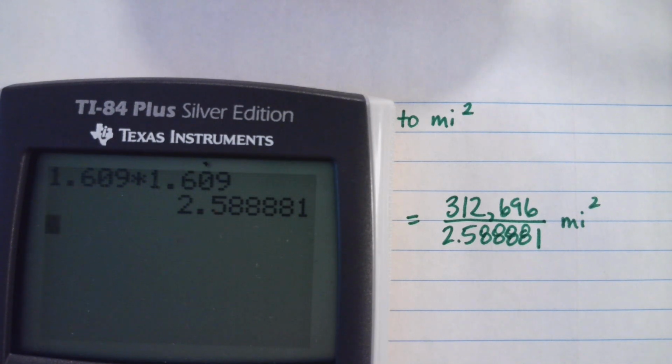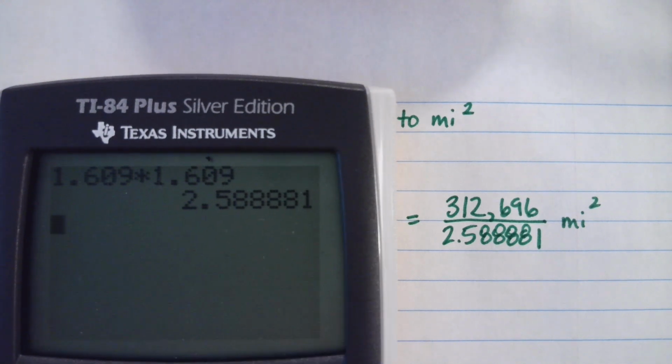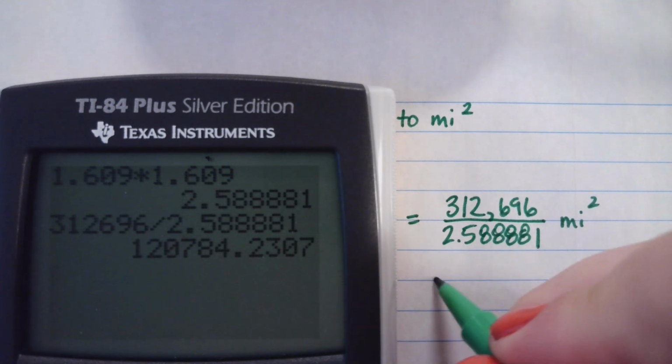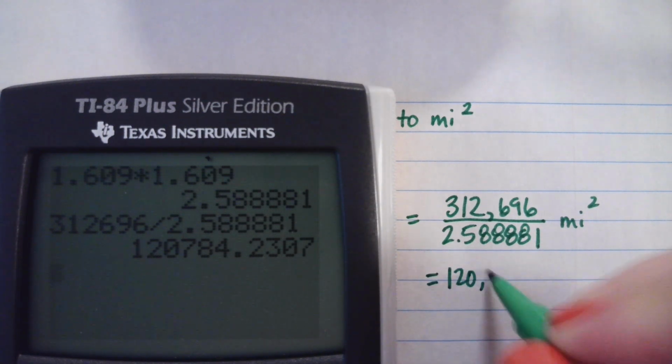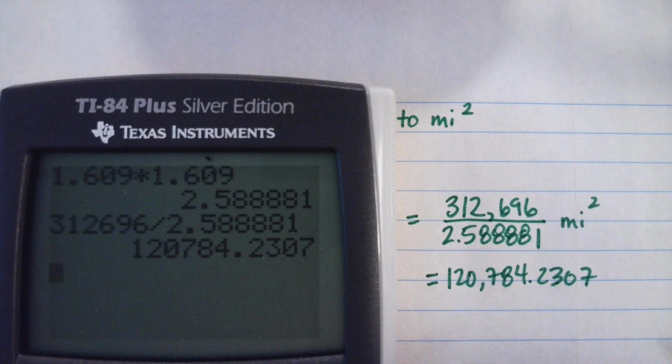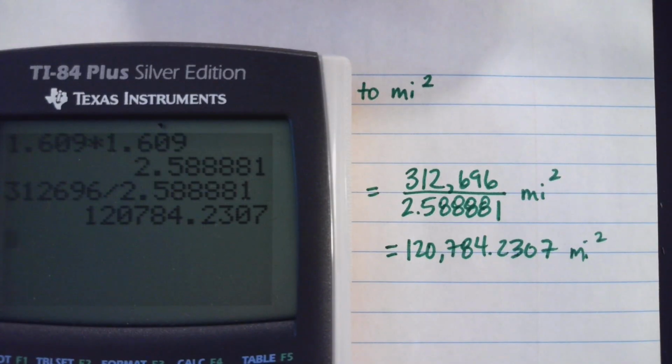So the last thing I'm going to do is just divide these two numbers to get my final answer. 312,696 divided by 2.588881. So I'm going to get 127.8307 miles squared. But I'm not going to use that whole number. That's a lot.